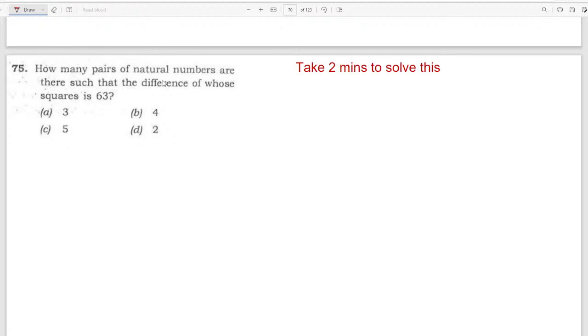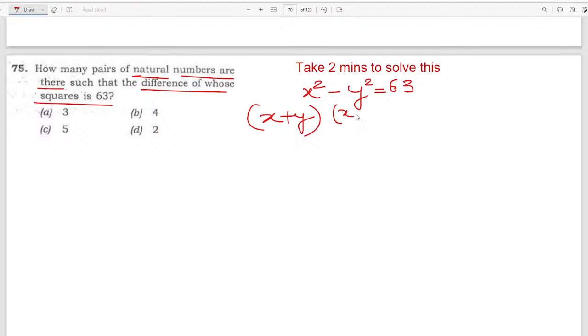What they're saying is, how many pairs of natural numbers are there such that the difference of whose squares is 63. So there is a pair of natural numbers whose squares differ by 63. So x square minus y square is equal to 63. This can be written as x plus y into x minus y is equal to 63.